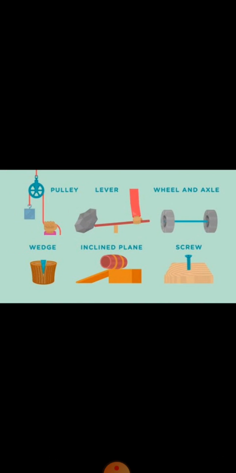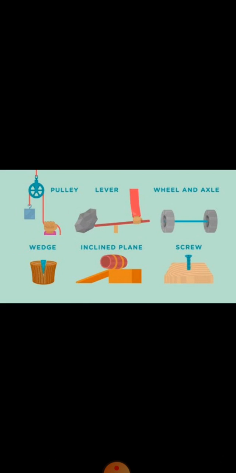Here are the pictures of simple machines. You can see pulley and lever, wheel and axle, screw, inclined plane, and wedge. Clear? Pulley is used to lift heavy loads. Lever is also used to move loads easily. Wheel and axle, in which a wheel and a rod between them, this is called axle, is also used for moving things.